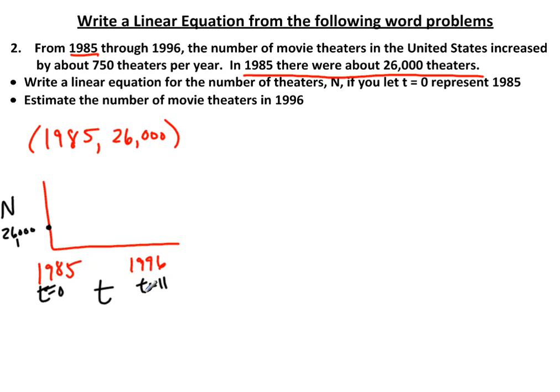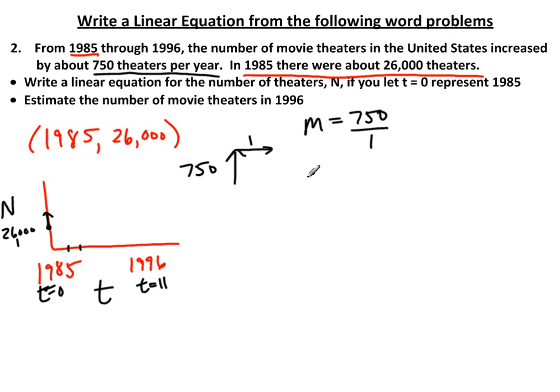They didn't tell us how many theaters were in 1996. What they told me is that we increased by about 750 theaters per year. So every year, every time I go one little tick mark, I increase the number of theaters by 750. So I go up 750 theaters for every 1 year I step. Well, that's just slope, my rise over my run. So my slope is 750 over 1. My rise, theaters, which is our n value, and our run, time, is 1.